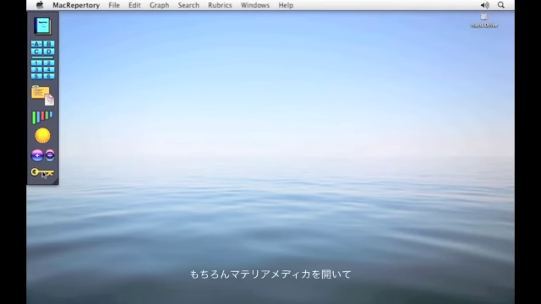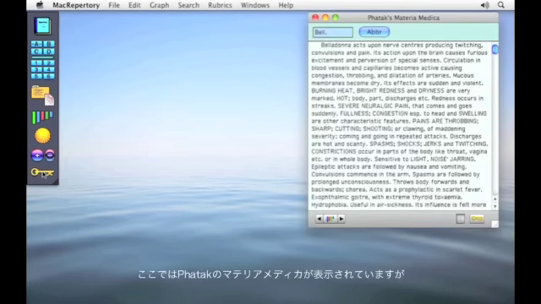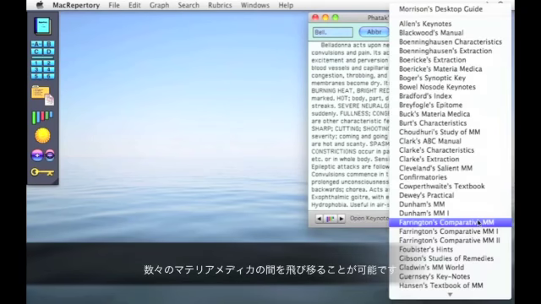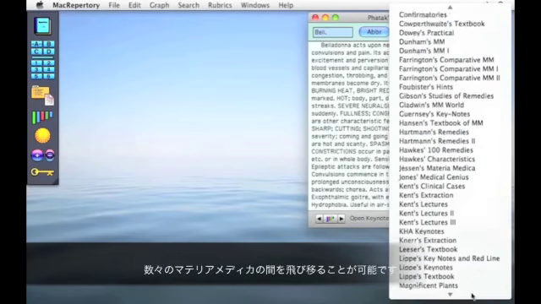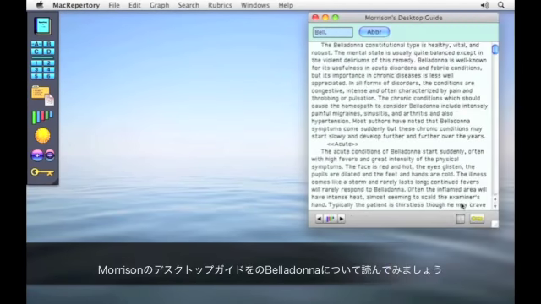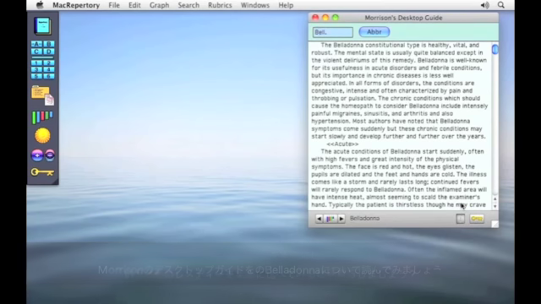Of course, we can open the Materia Medica to read about the remedies. In this case, this is Vermeulen's Materia Medica, but there are dozens and dozens of Materia Medica that we can switch from one to another. So here's Morrison's Desktop Guide, what he says about belladonna. But often what's more interesting is actually comparing remedies with one another.